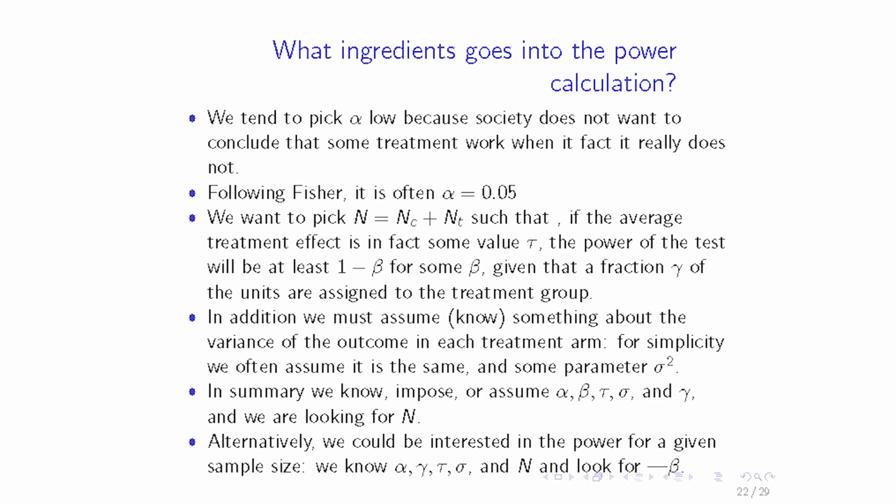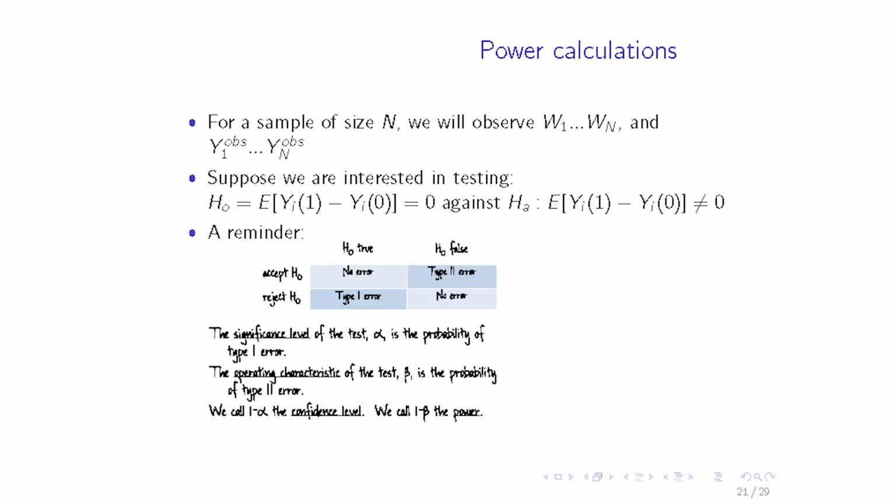So what ingredients go into the power calculation? Of course we need to pick alpha and beta. Either we pick alpha and beta and calculate the sample size we need, or if for some reason someone has given us the sample size and there is no choice, we can tell them, well, for that sample size, this is what the beta is going to be. It's a one-for-one relationship. I'm going to assume that we want a specific beta, a specific power, and we will calculate the sample size that we need to reach it.